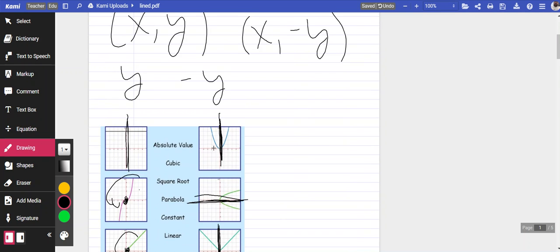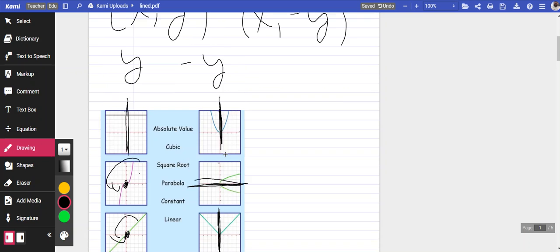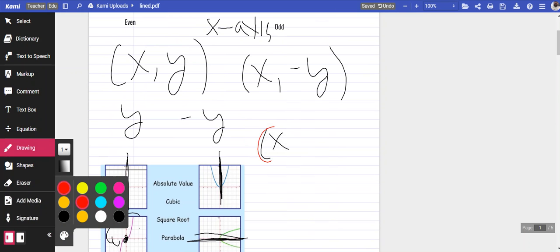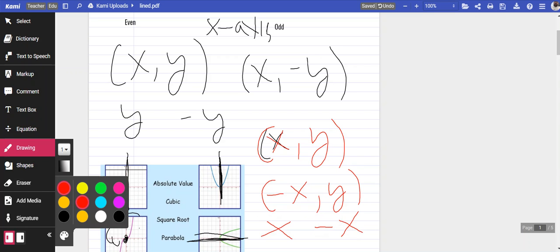When you're looking at the y-axis, if you take the point (x, y) and you replace it, and if the point (negative x, y) is also on the graph, then you have linear symmetry with respect to the y-axis. Algebraically, if you take the letter x and replace it with negative x and you get the same equation, then you have linear symmetry.